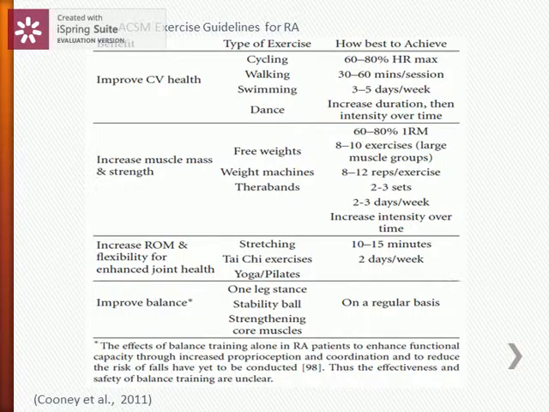These are the ACSM exercise guidelines for clients with rheumatoid arthritis. So able to be doing cardiovascular activities, strength training exercises, stretching exercises. There's not a heap of evidence at the moment on balance exercises, and so the parameters are unclear. But we have here the number of days per week, time per session, heart rate measurements, and how to periodize the program as well.